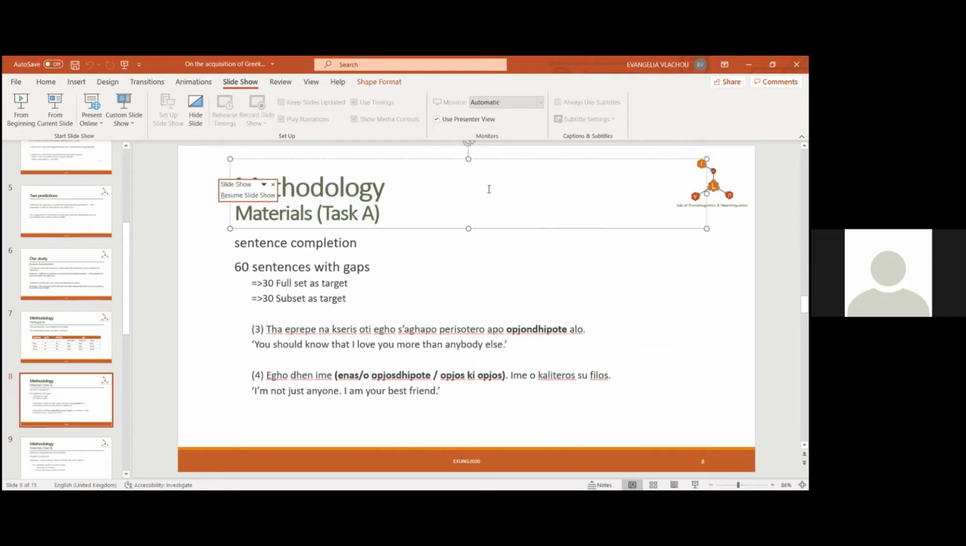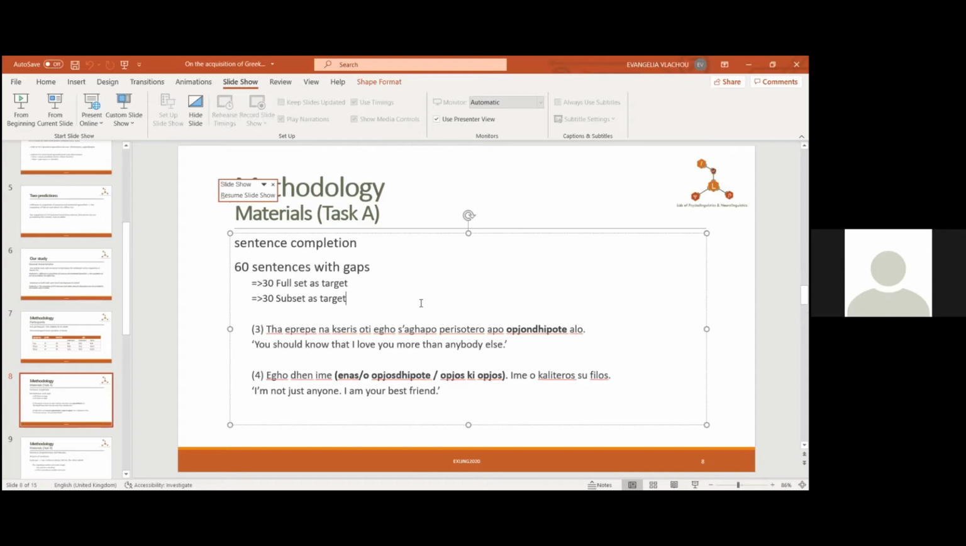Task A was a sentence completion task. We had 60 sentences with gaps, 30 with a full set FCI as a target item, and 30 sentences with a subset FCI as the target item. As you see below, in 3, the target item is οποιονδήποτε: Θα έπρεπε να ξέρεις ότι εγώ σ' αγαπώ περισσότερο από οποιονδήποτε άλλο. You should know that I love you more than anybody else.